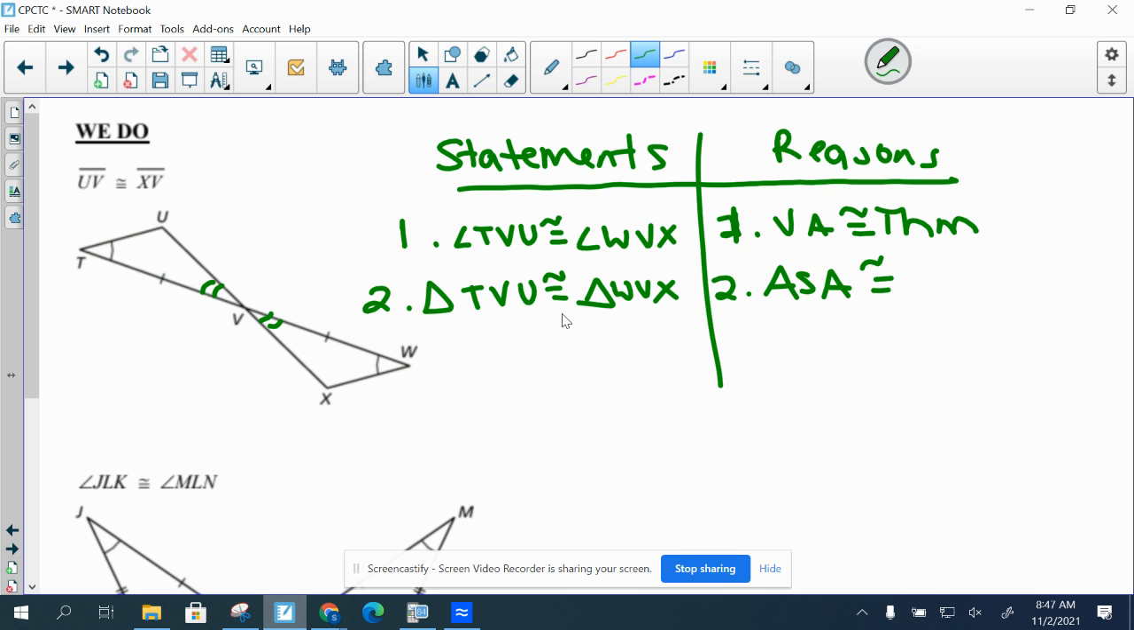Now that we know the triangles are congruent, we can prove that any of the corresponding parts are congruent, which is what we are trying to prove. We're trying to prove that UV and XV are the same. So now we can do that in step 3. Notice we first prove the triangles are congruent, then we can say that the corresponding part is congruent. So let's put what we're trying to prove, UV congruent to XV. And for the reason, we would simply say corresponding parts of congruent triangles are congruent. Feel free to write it all out or use the abbreviation.